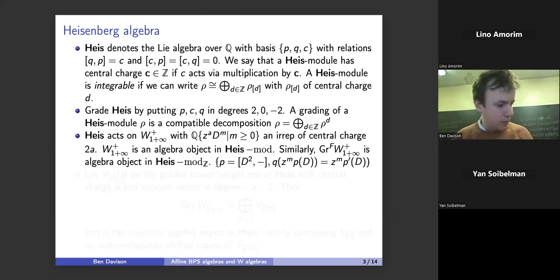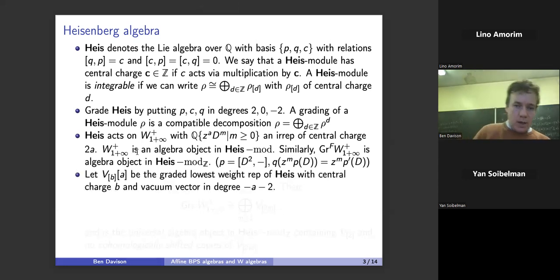Okay. So yeah, just to reiterate, because I didn't write the word Lie in the slide, W1 plus infinity plus is a Lie algebra object in this category. And if I pass to the associated graded, I guess Lie algebra objects in the category of graded modules over the Heisenberg algebra. Okay, so I've decided to give these irreps that appear in W1 plus infinity a name.